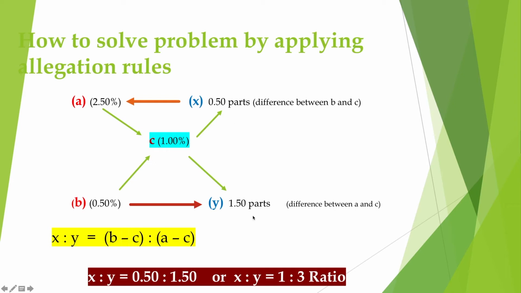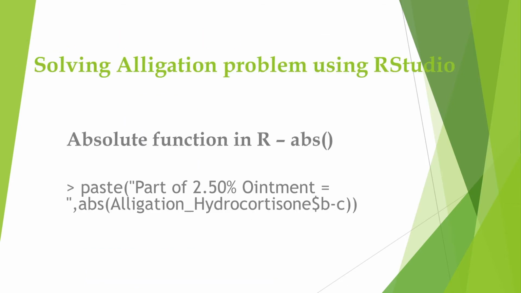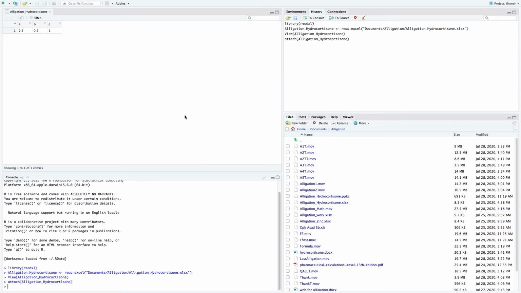The ratio is 1:3. For this calculation, we can also use the R statistics software, which is called RStudio, and for that we will be using a function called the absolute function, which will give us the difference between the two values. Now I will explain how to do it in RStudio and how to apply this command. Import our data into RStudio, and now we will apply the command for the calculation.